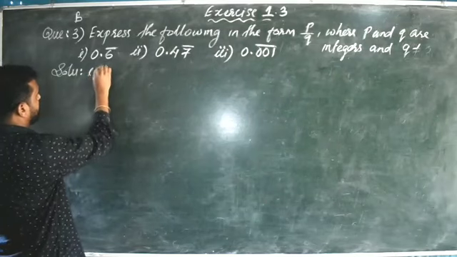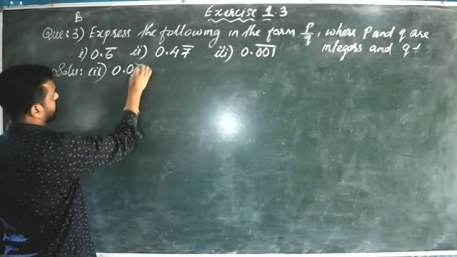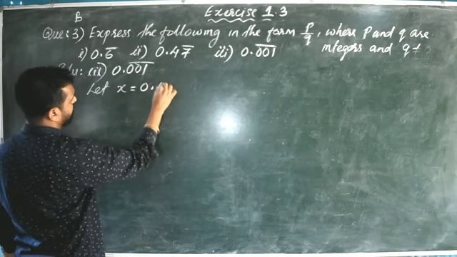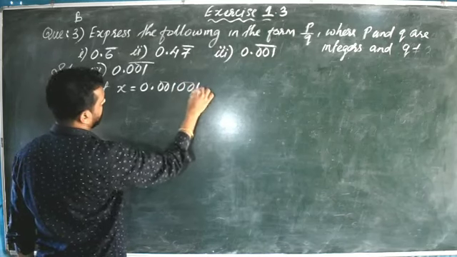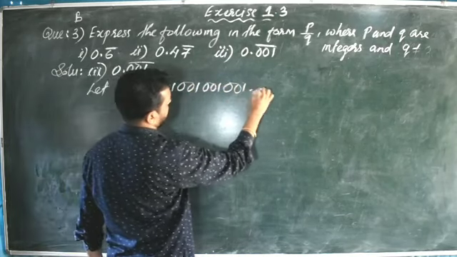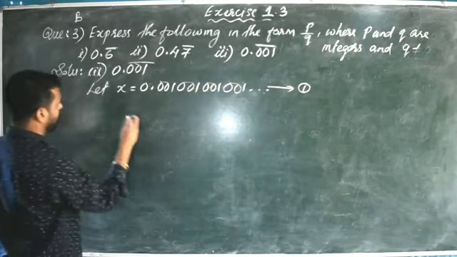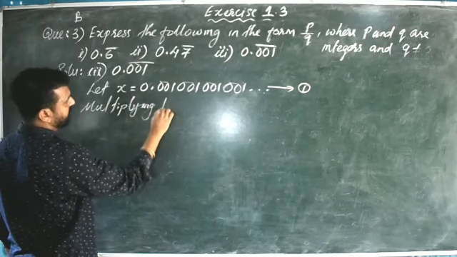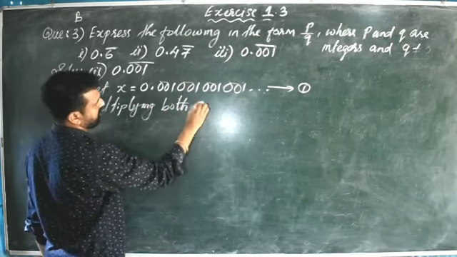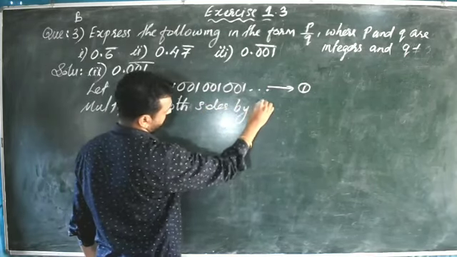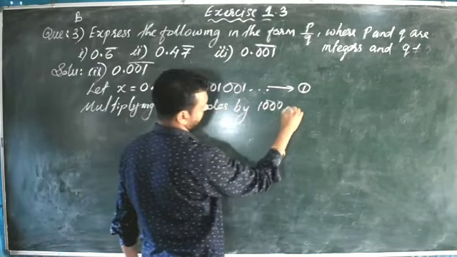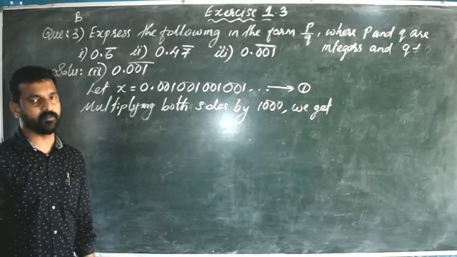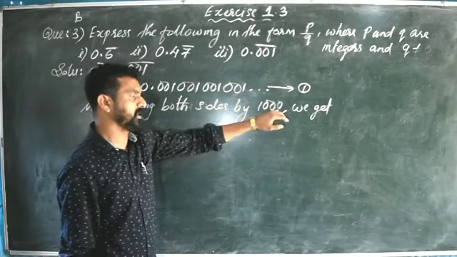0.001 bar. Question number 3. First we will take, let x be equal to 0.001001001001 etc. Equation 1. Multiplying both sides by which number will we multiply here? 1000. Why are we multiplying it by 1000? Because 3 digits are repeating after the decimal point. That is why we are multiplying it by 1000.